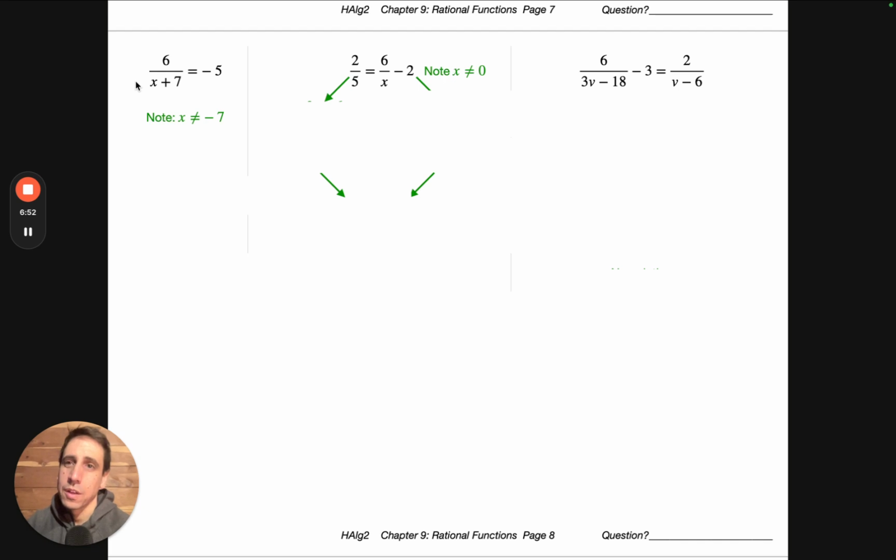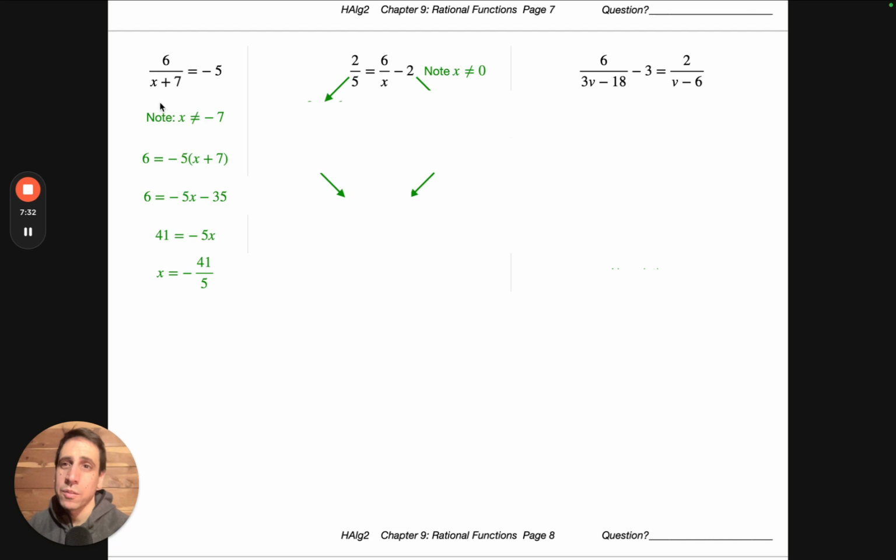Now, what are we going to do? Let's multiply both sides by x plus 7 to clear the fraction. To clear the fraction, it looks like this. Some other students might find it easier to take this -5 and put it over 1 and then cross multiply. In either case, you get this right here after cross multiplying. And then we can distribute and add 35 to both sides and divide by -5. And that's what we get as our answer. So does this equal -7? Nope, so it's a valid solution.